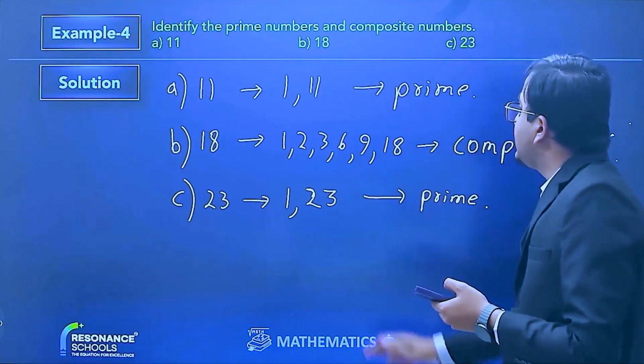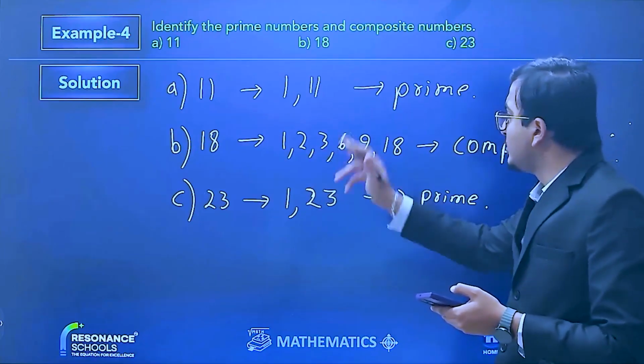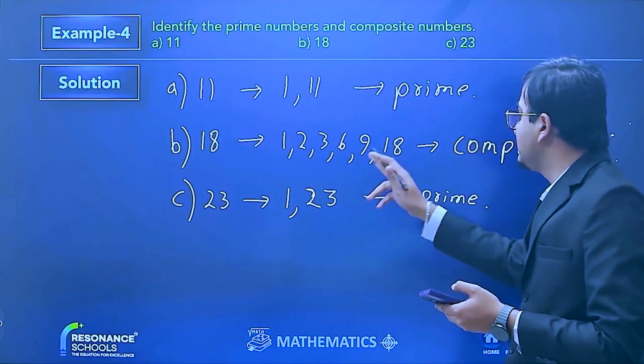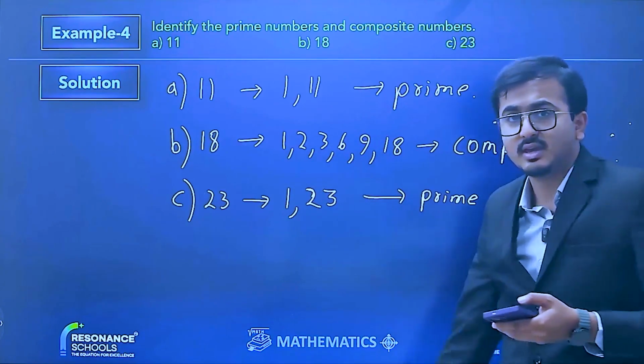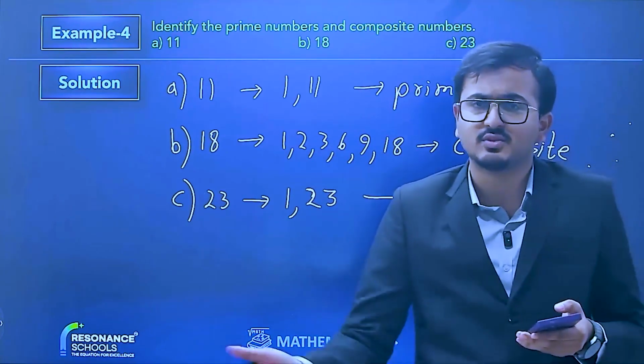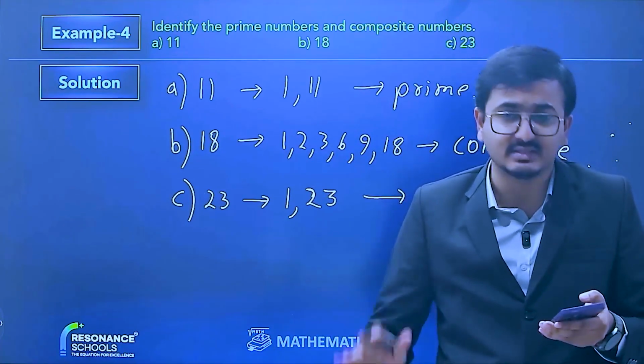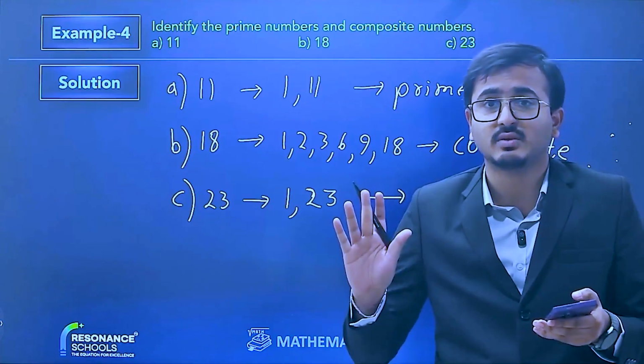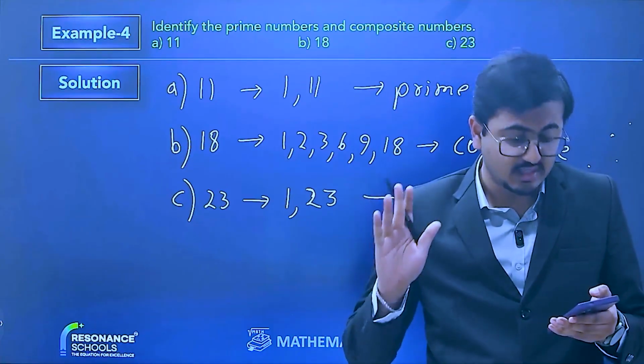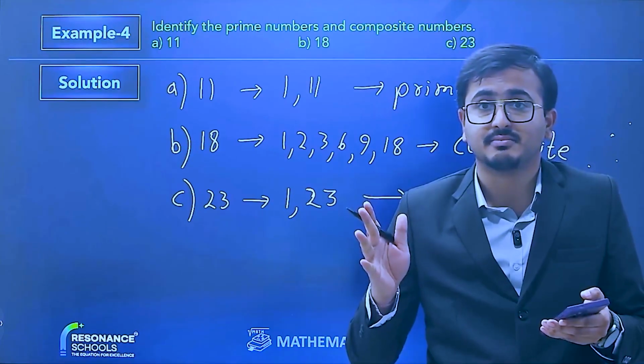Next. 18. 18 has too many factors: 1, 2, 3, 6, 9 and 18. So obviously it will be a composite number. Is it clear? Is it clear to everyone?